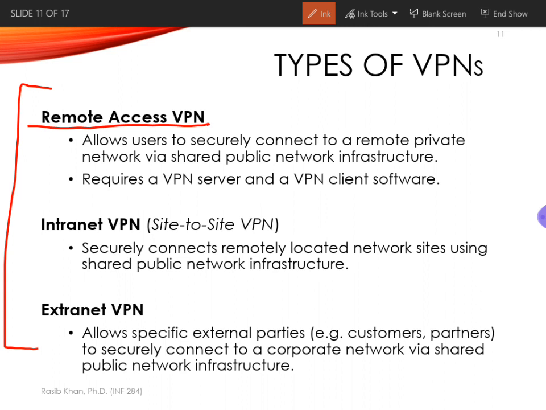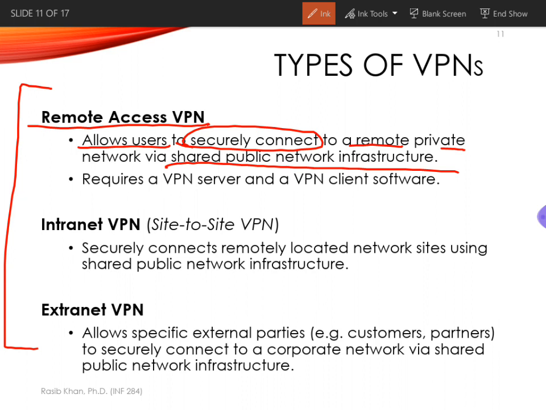So a remote access VPN allows users who are remotely located to securely connect to another remote network which is private. And this connection is actually established over a shared network infrastructure. The best example is basically the internet. So for example, if you are at home and you are trying to access the internal network of your campus, you can use the remote access VPN to establish this VPN connection.